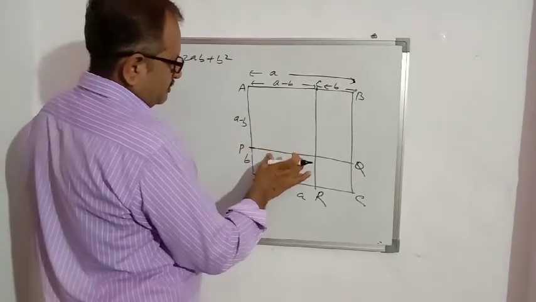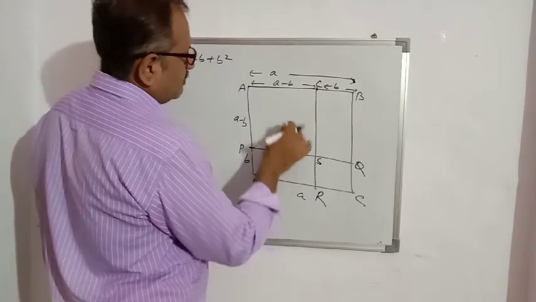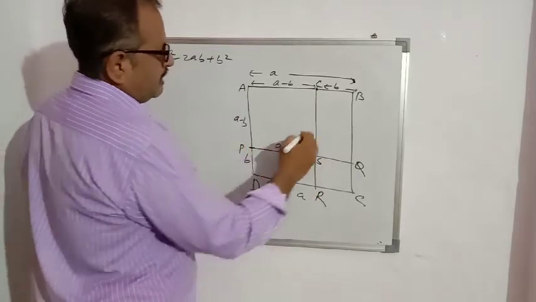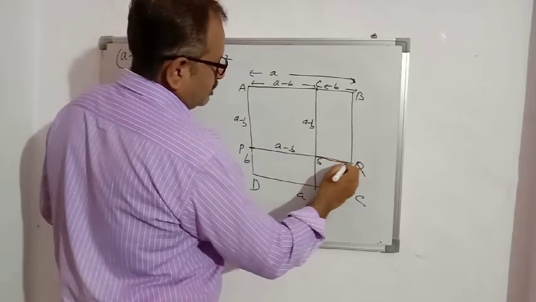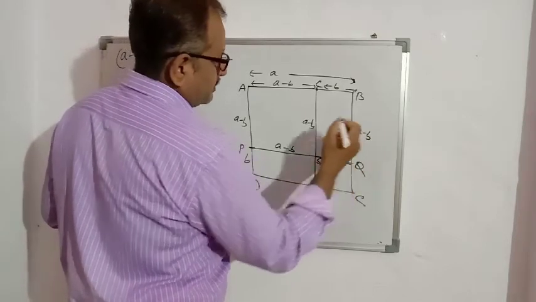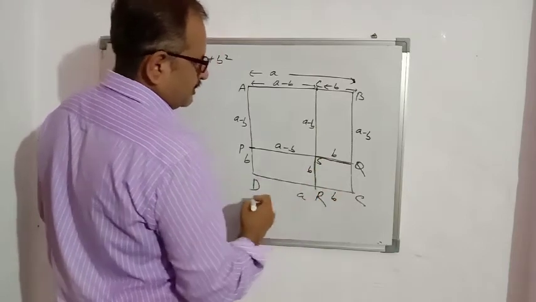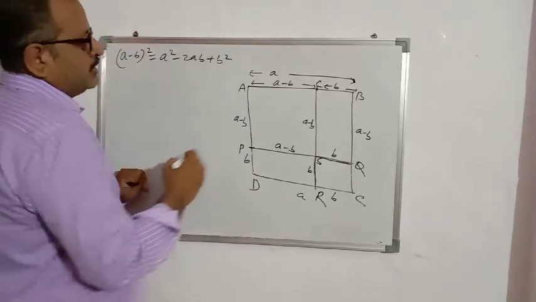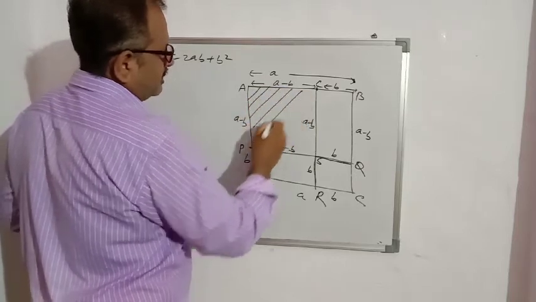So what will be this? Suppose this point is S. What will be PS? It will be equal to AC, a minus b. What will be CS? Equal to AP, a minus b. What is this side QS? QS will be equal to BC, so it is b. This side is also b. It is a square. See this portion.